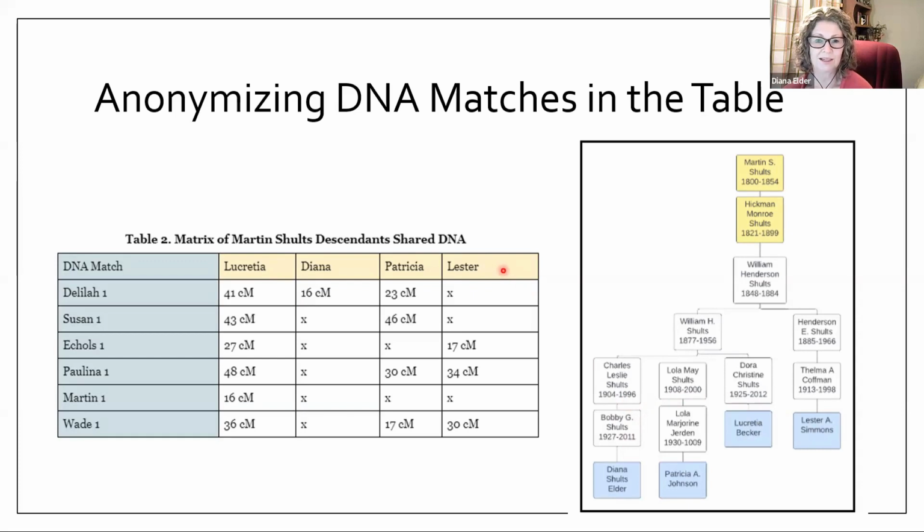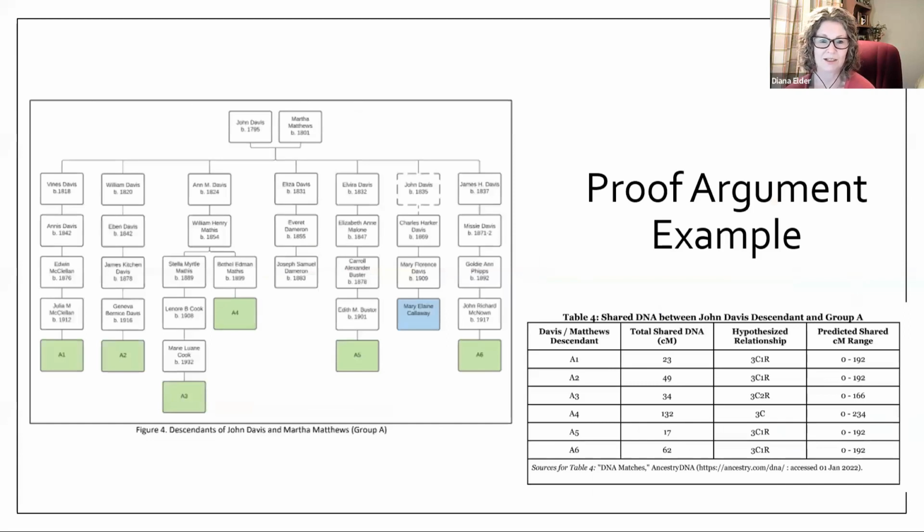And probably looking at this, I maybe would clarify, I think in the narrative I had clarified that these were my primary test takers here. We always want to have good narrative before our tables and charts and sometimes after to really clearly say what we are doing. Now, here's the other example of anonymizing I wanted to show you.